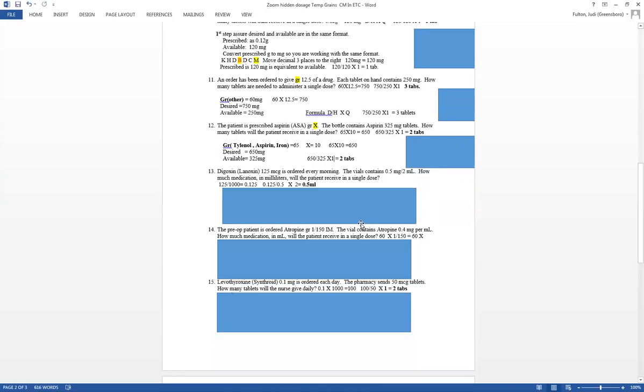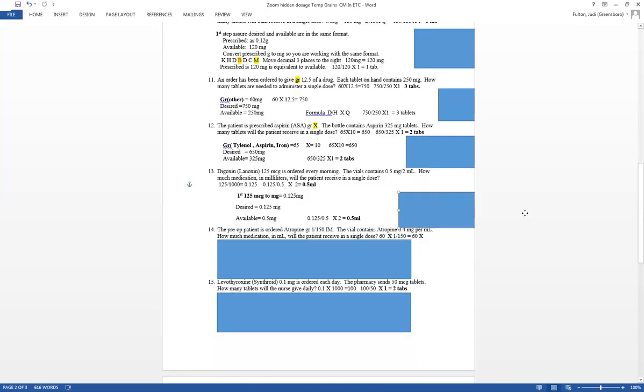So let's look at this one. I have the math worked out again, but then I'm going to show you step by step. So the physician has requested 125 micrograms ordered every morning. The vials are 0.5 milligrams in 2 milliliters. How much medication in milliliters will the patient receive in a single dose?